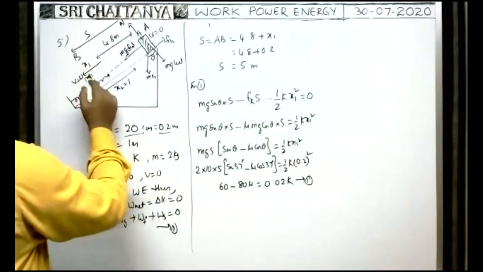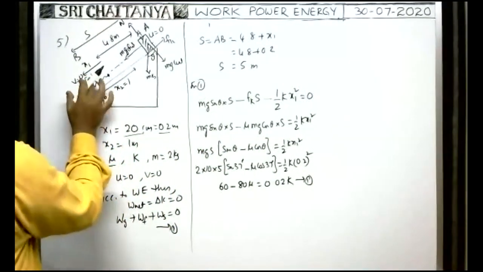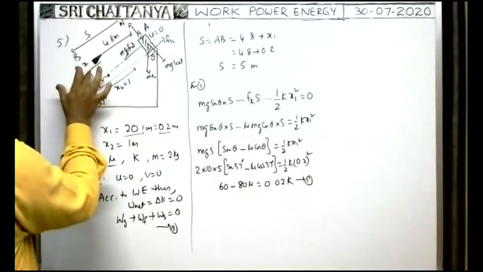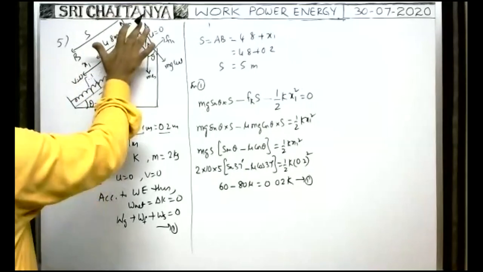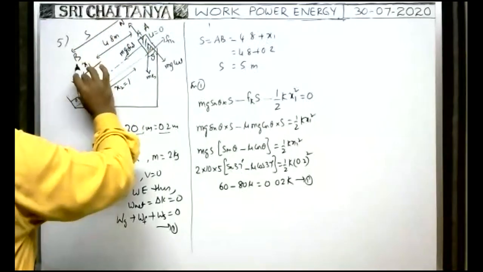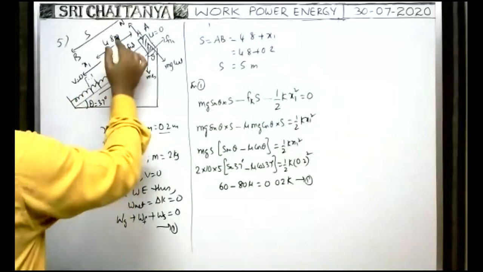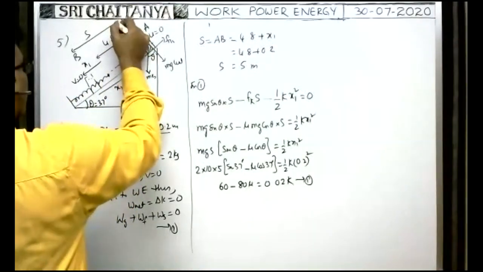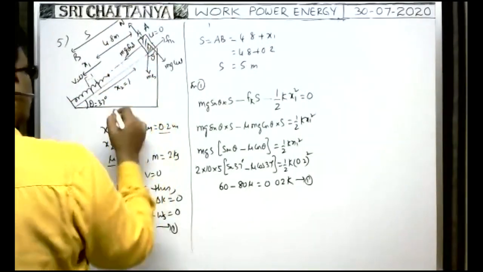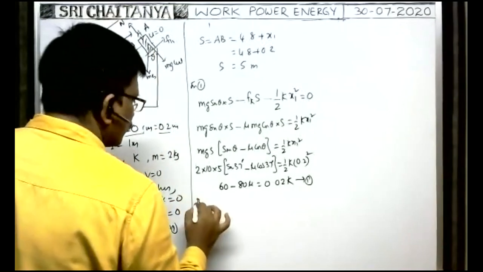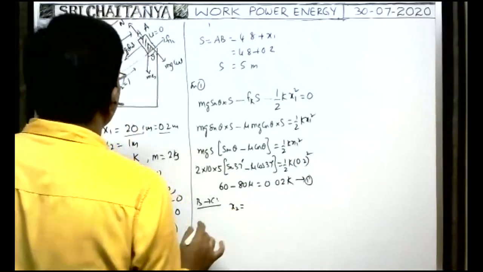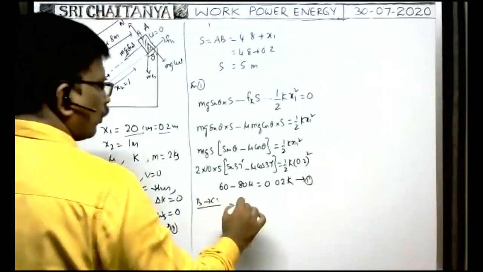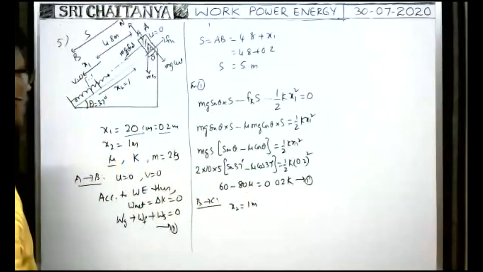Next, after the block reaches B, as the spring is compressed by a length equal to x1, the spring force pushes the block in the backward direction. That's why the block moves from B to A, sorry, B to C. Now the block moves back a distance B to C. So when you consider the motion from B to C, the distance traveled in the backward direction is equal to 1 meter, given in the problem.